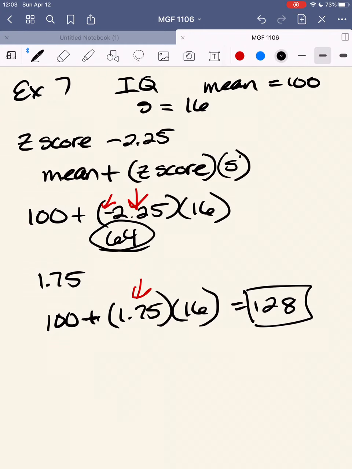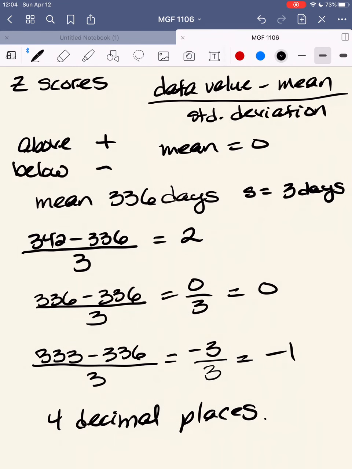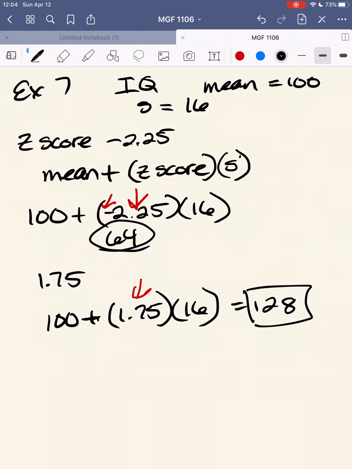Usually, going back and forth with these is not too bad, just a little bit of mathematics. In this section, you're not using any z-tables or anything like that, so you don't have to worry about it. Just keep in mind the formulas you have to work with. Here, we get our data value, subtract the mean, and divide by the standard deviation. You can derive the other direction, but we just take the mean and add the z-score times the standard deviation.